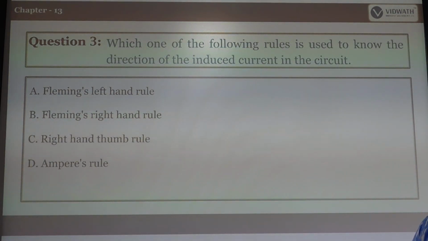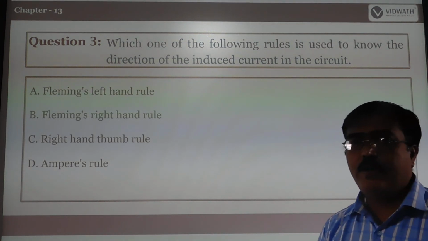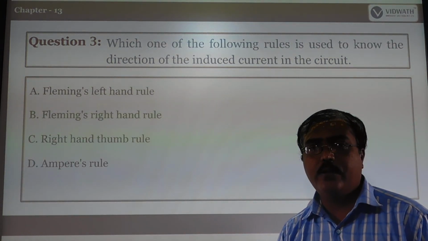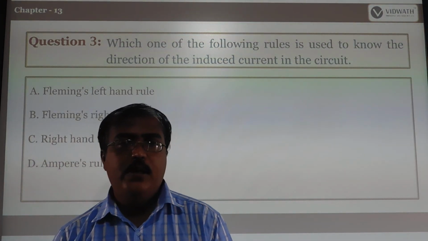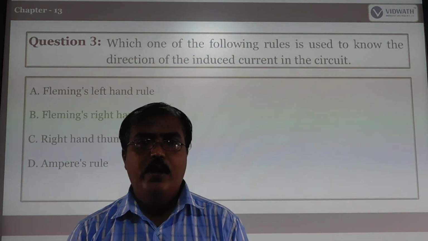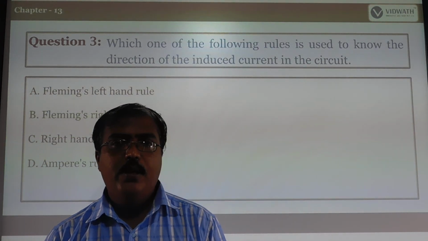So this is the brief explanation of the current carrying conductor. In today's class we discussed electric motors, the working and principle of electric motors, and the meaning of electromagnetic induction.